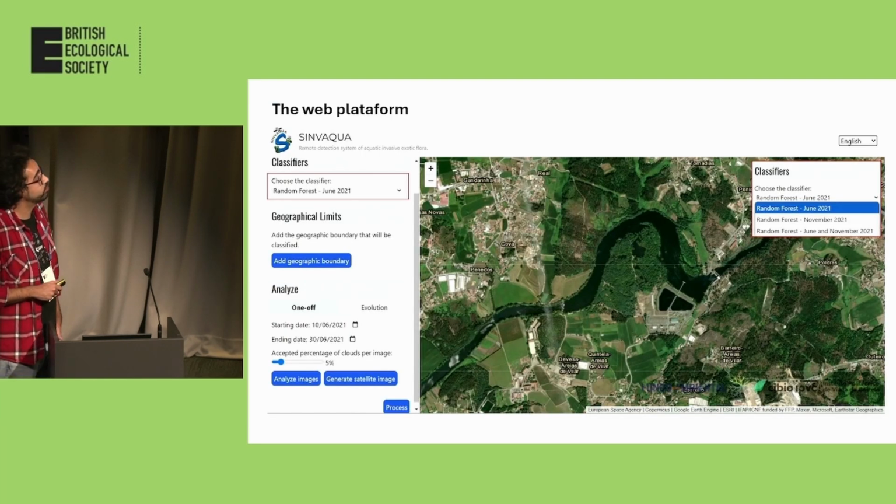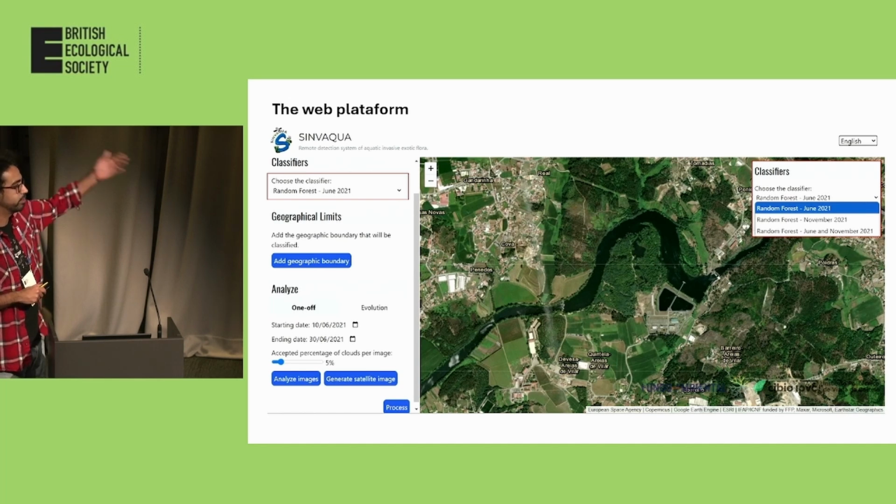So we developed this web platform called Simvaqua. How it works, it's really easy. In the beginning, all the background processing is based on random forest, but the user can choose between using a spectral signature captured in June or captured in November, or a mix of the two spectral signatures. Then they are asked to draw the geographic boundary of the river, and also they choose between detecting only one moment or trying to see the evolution.